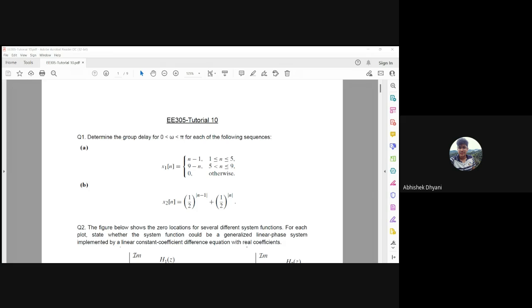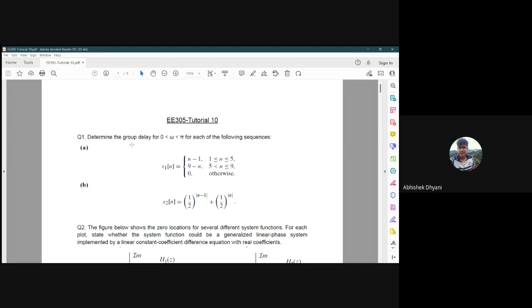Okay, so I guess we can start with the tutorial. This is tutorial number 10. In this one, we will look at some questions on linear phase systems and generalized linear phase systems, and also some other questions regarding frequency response.